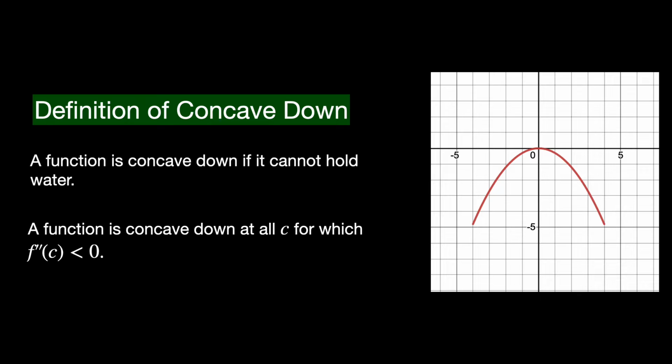Similarly, a function is concave down if it can't hold water. That's an intuitive definition. You think about a bowl that's upside down and all the water is coming out. Mathematically, it means that the function is concave down at all the c values in a region for which f double prime of c is less than 0.